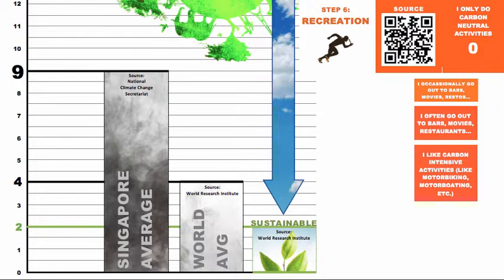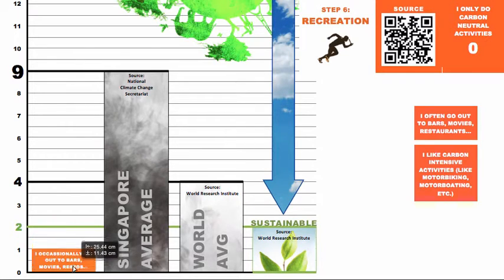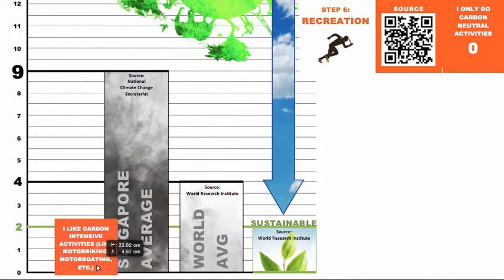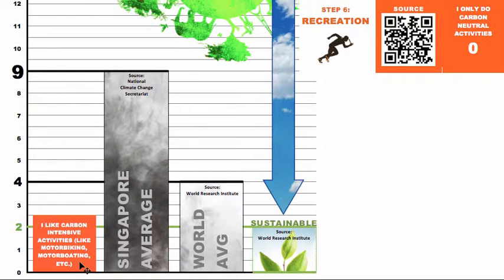So if you are occasionally liking to go out, then I want you to add 1 ton to your carbon footprint. If you are often going out, then add 1.75 tons. And if you like carbon intensive activities, add 2.5 tons.